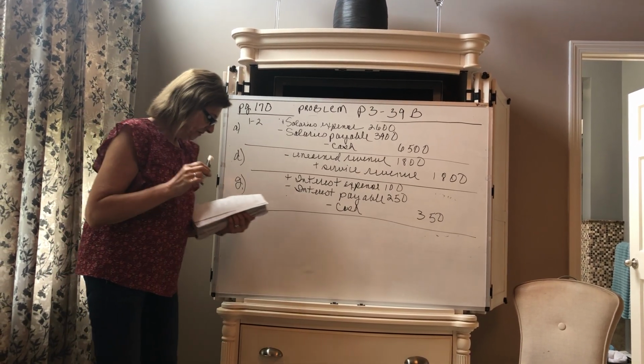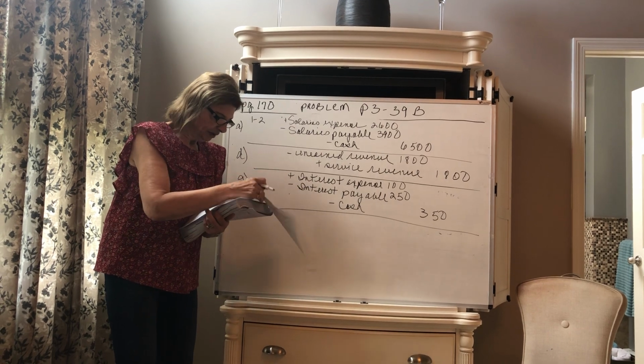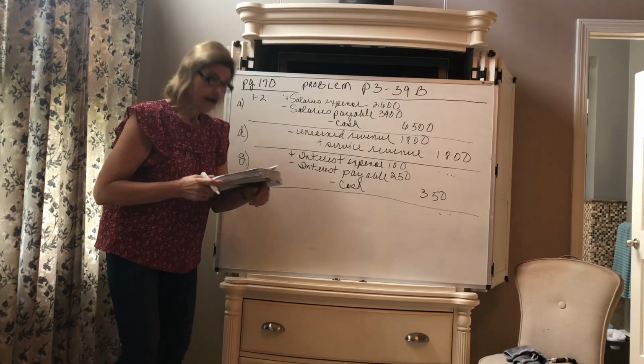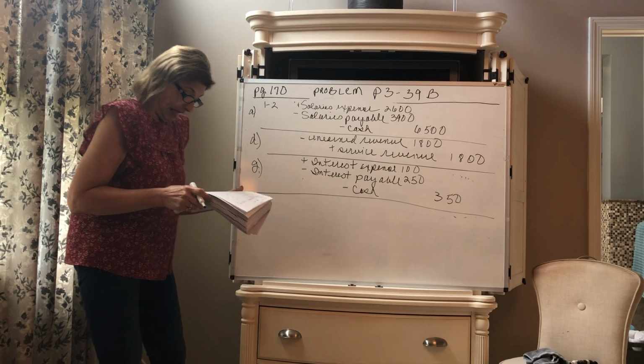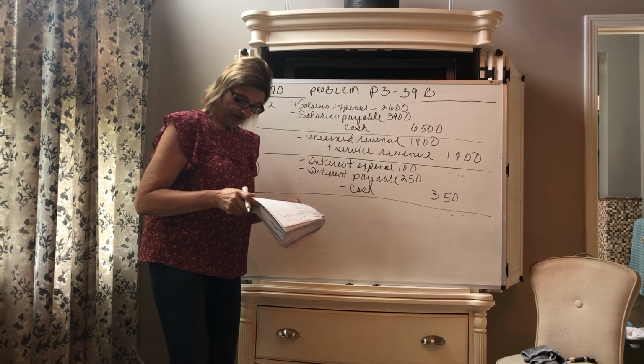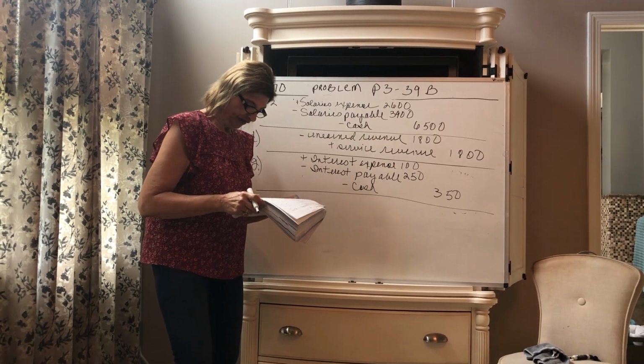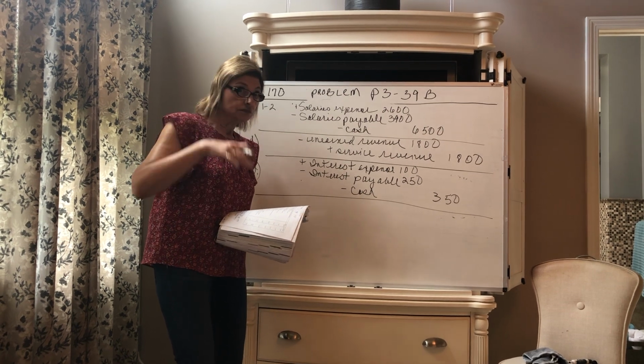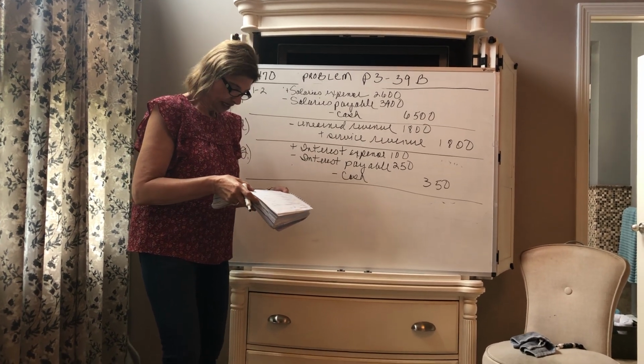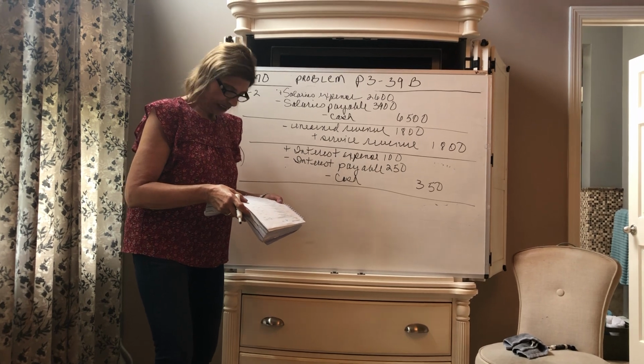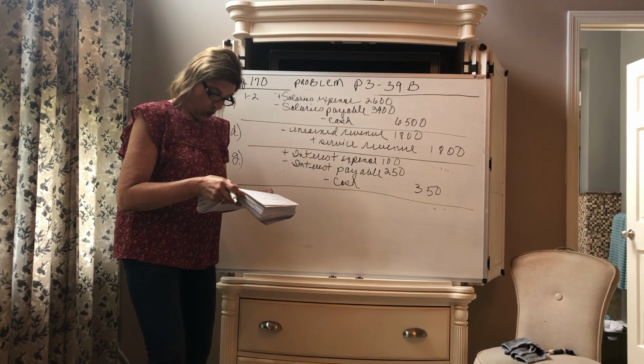Before I let you go, I just wanted to mention a couple of quick things to wrap up chapter 3. I wanted you again to review the summary of adjusting entries on page 154, all the smart touch adjustments we looked at last time, posted to the ledger accounts on the next page, 155.